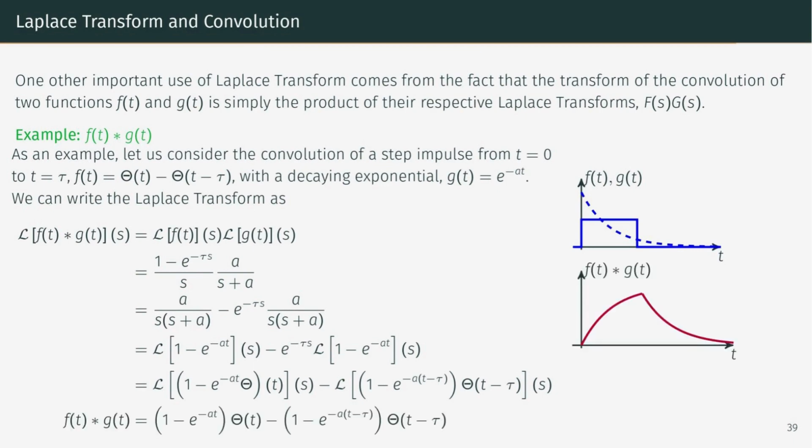So then the convolution of f of t and g of t equals 1 minus e to the negative at times theta of t, minus 1 minus e to the negative a times t minus tau, times theta of t minus tau. The bottom graph here shows the graph of the Laplace transform for the convolution for real values of s.